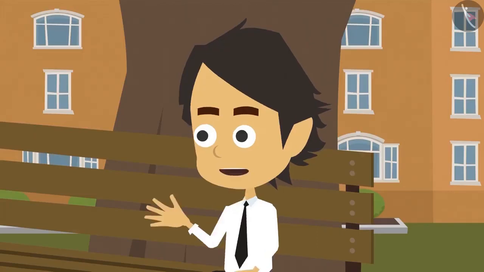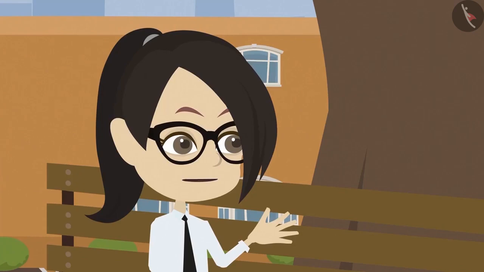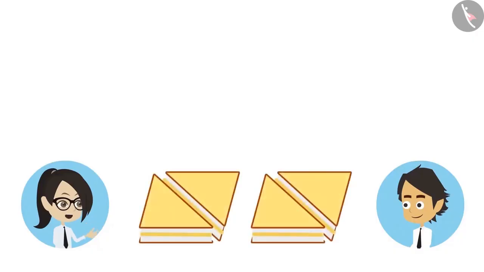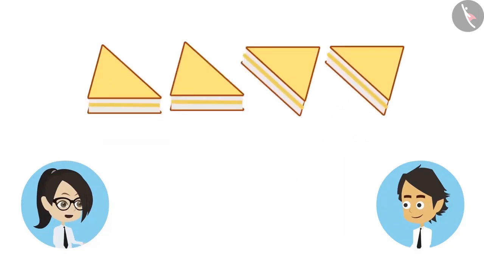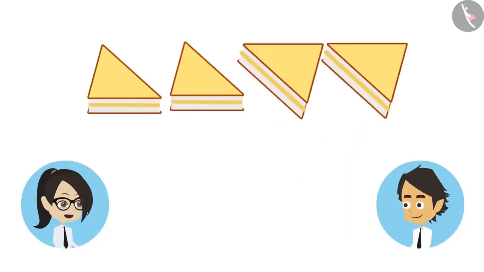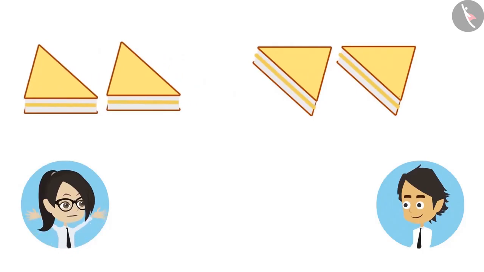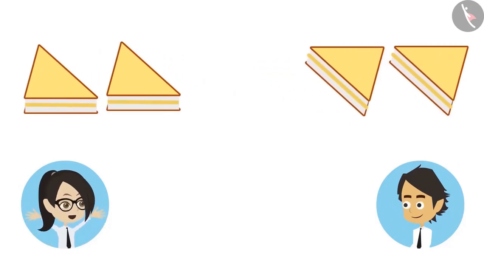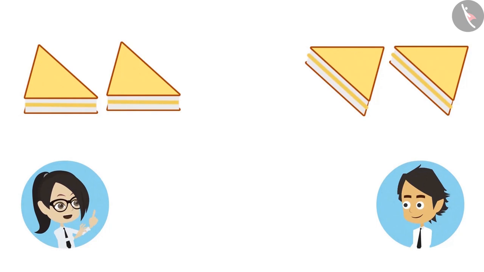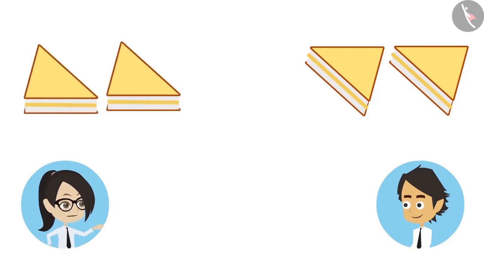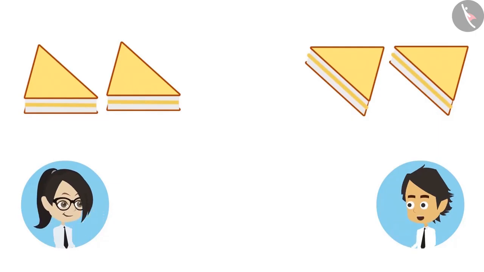Half means dividing anything into two equal parts, right? Yes, like I have 4 sandwiches. If we divide 4 sandwiches into two equal parts, then one part will have 2 sandwiches. I will keep one part for myself and the other part I will share with you. Now look, I have 2 sandwiches and you too have 2 sandwiches. Yes, now I have half of your sandwich.